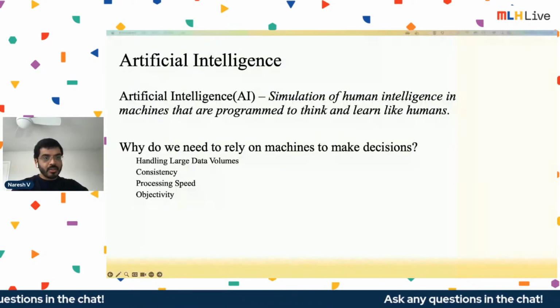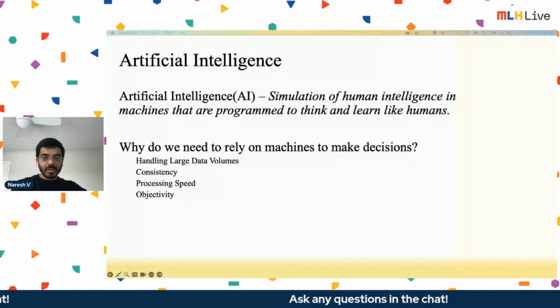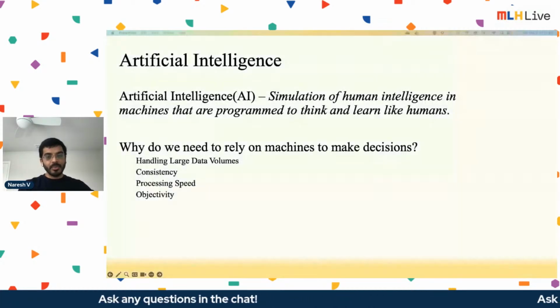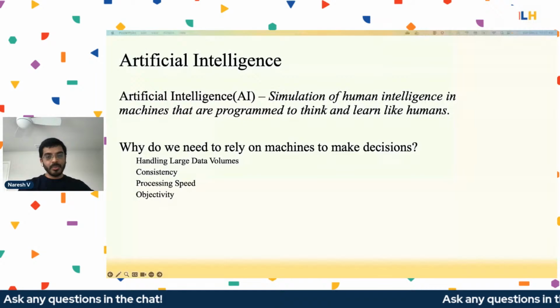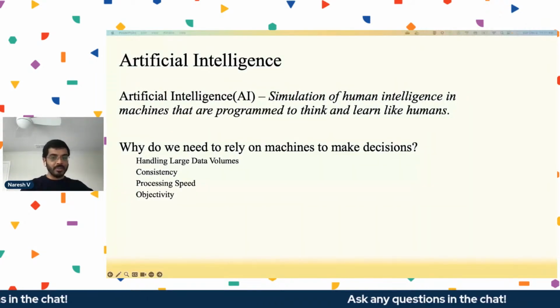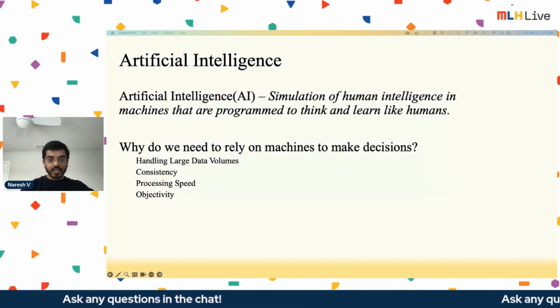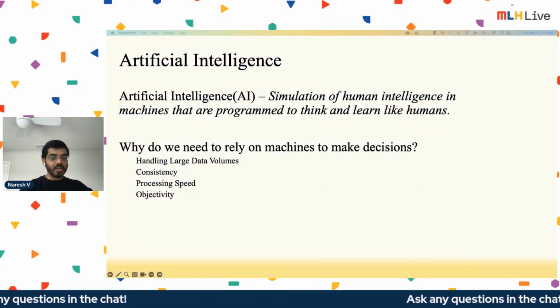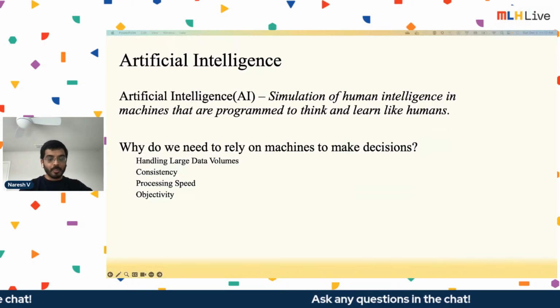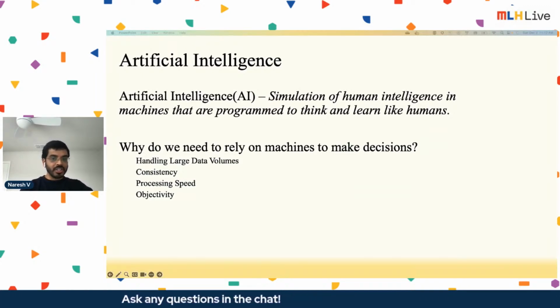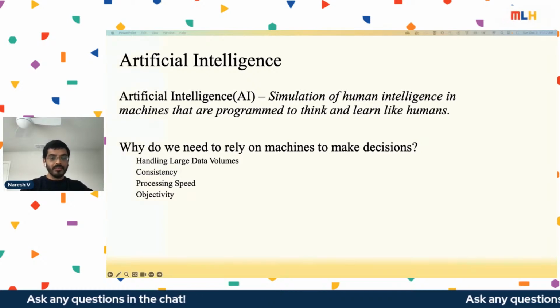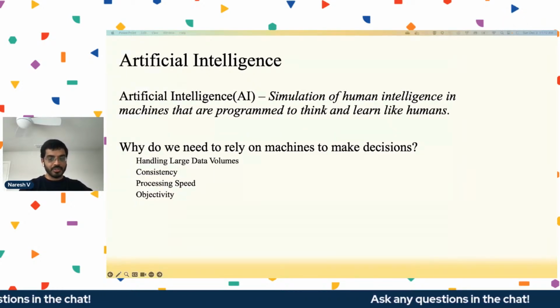The next thing is processing speed. Machines can process vast amounts of data at a speed incomparable to human capabilities. This allows for rapid decision making, especially in scenarios where time is of the essence. The final one, which is the most important one, is objectivity: machines operate based on data and algorithms, ensuring decisions are made effectively without personal bias or emotions.